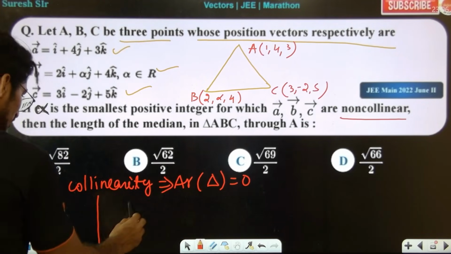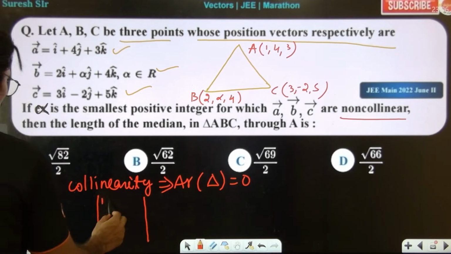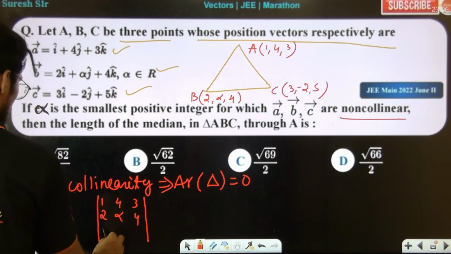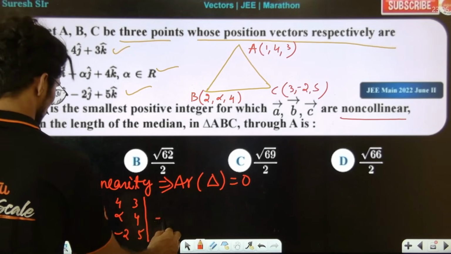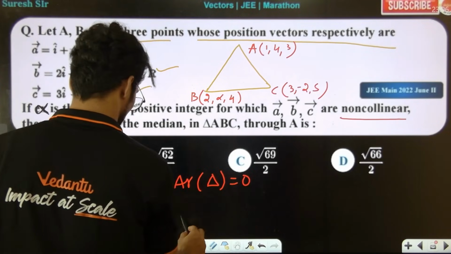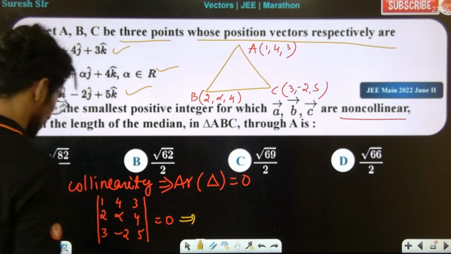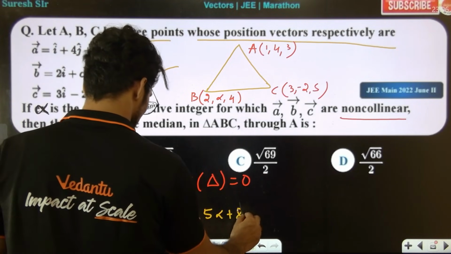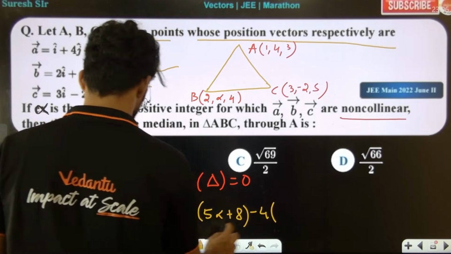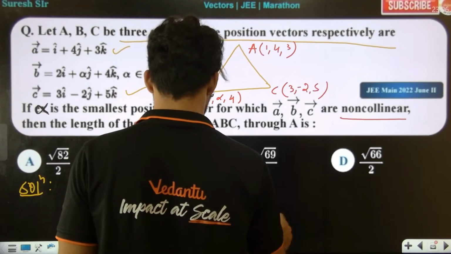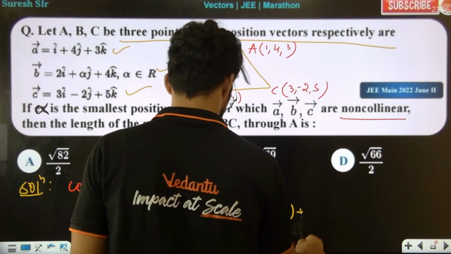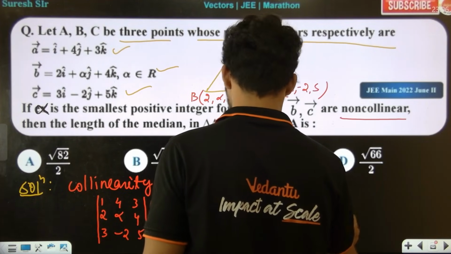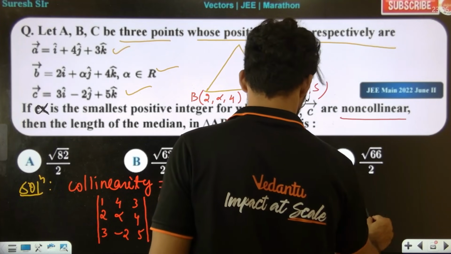Area of the triangle means what, sir? Determinant. Determinant of this: 1, 4, 3; 2, alpha, 4; 3, minus 2, 5. It is equal to 0. Now we need our alpha value. So 5 alpha plus 8. Minus 4 into 10 minus 12, minus 2, plus 3 into, so minus 4 minus 3 alpha is equal to 0.